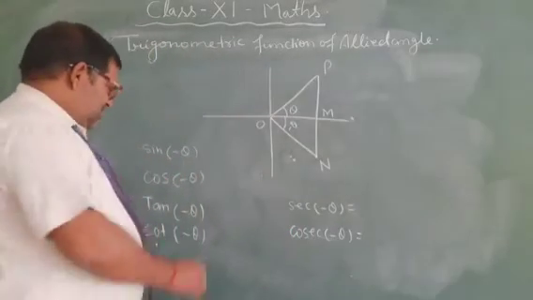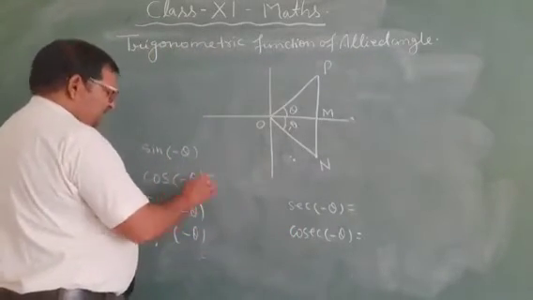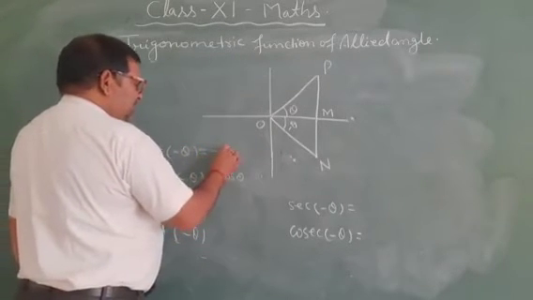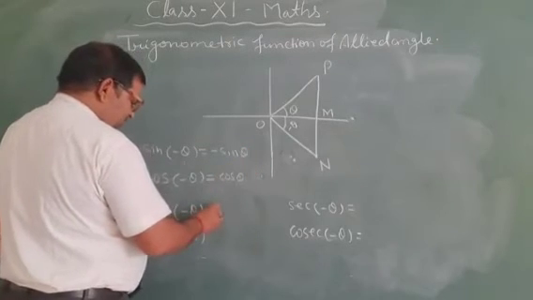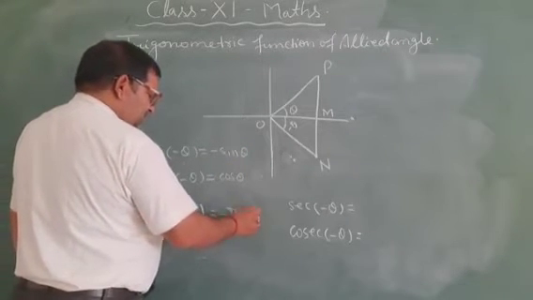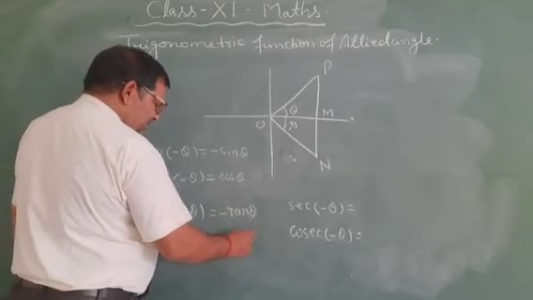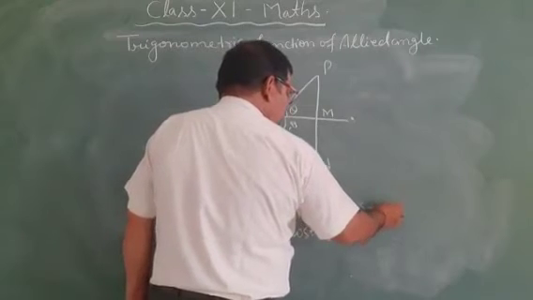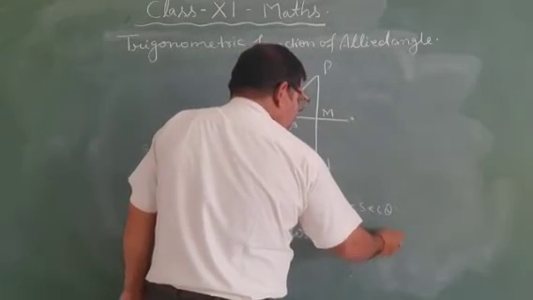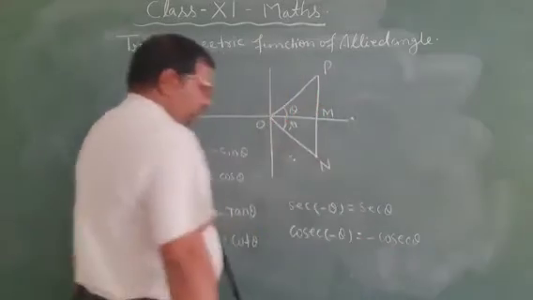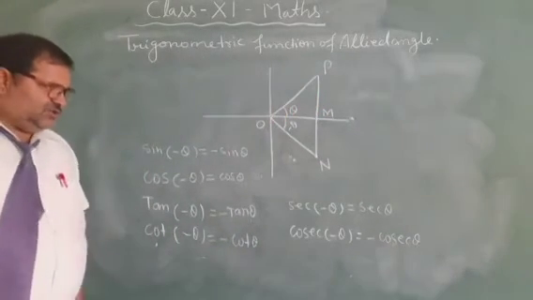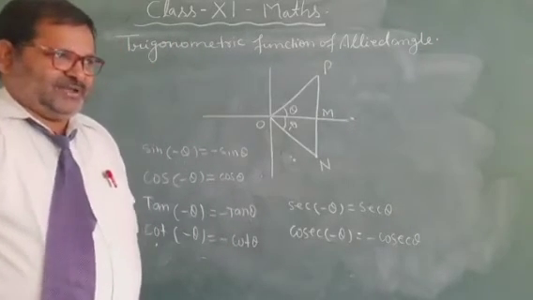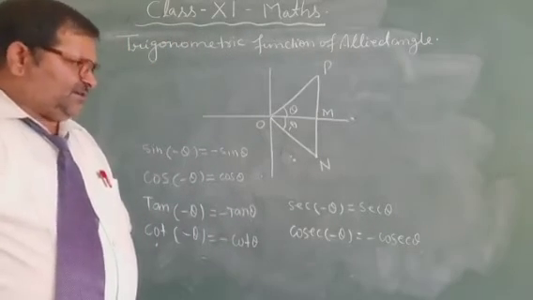So therefore cos of minus theta equals cos theta, sin of minus theta equals minus sin theta, tan minus theta equals minus tan theta, cot minus theta equals minus cot theta, sec minus theta equals sec theta, and cosec minus theta equals minus cosec theta. So this is the convention of negative angle of a trigonometric ratios.